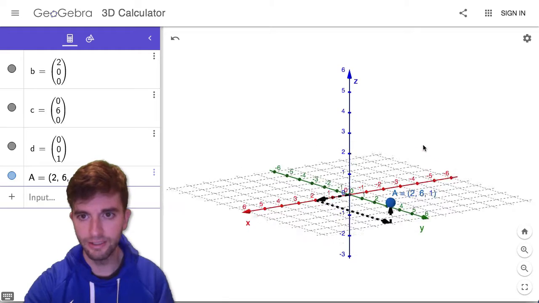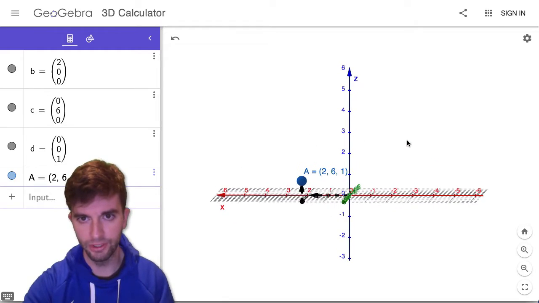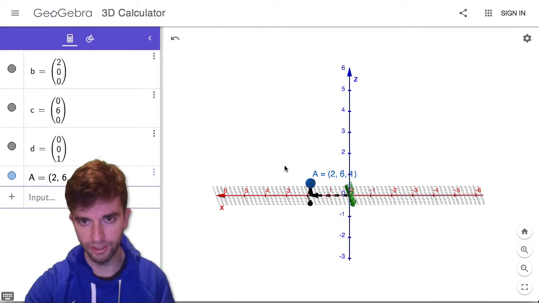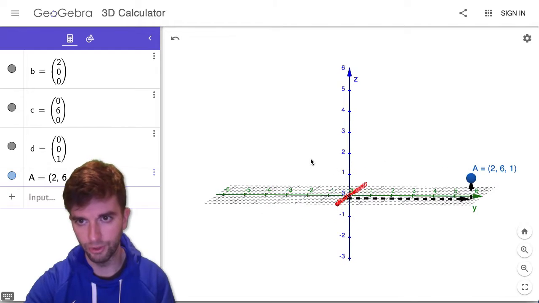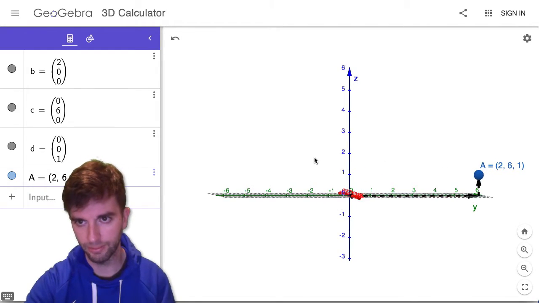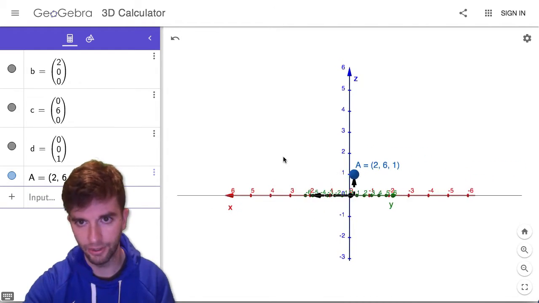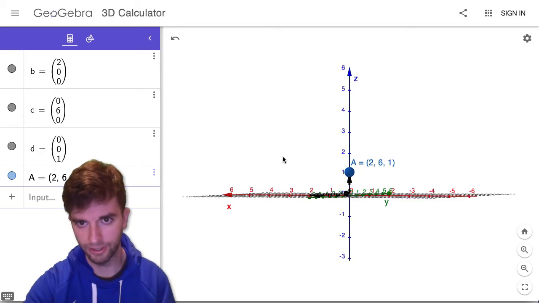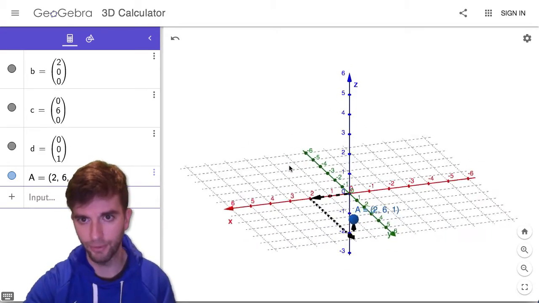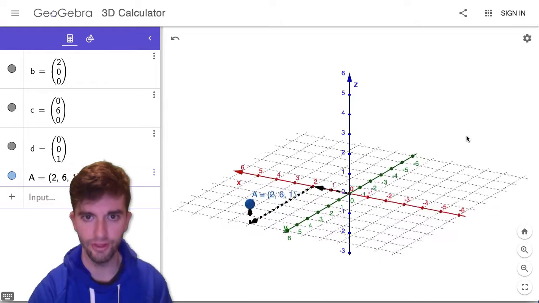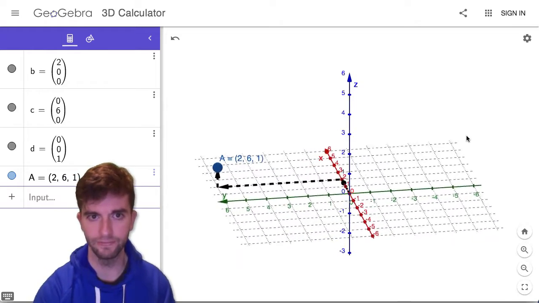As I rotate, you can see that we moved 2 along the positive x, we moved 6 parallel to positive y, and 1 parallel to the positive z. And that brings us to that point. And as we rotate, we can see that that point is now in 3 dimensions.